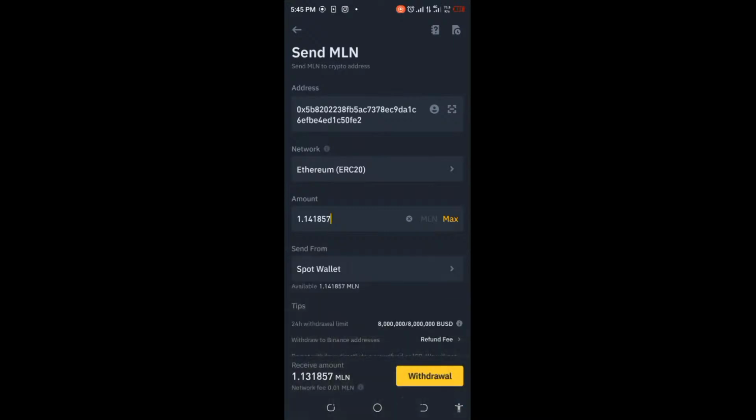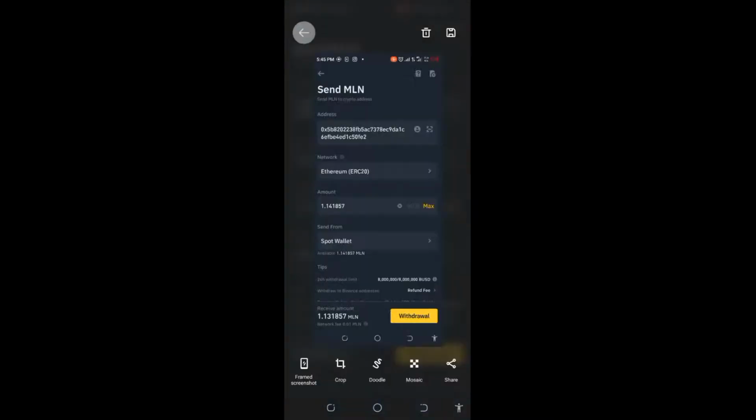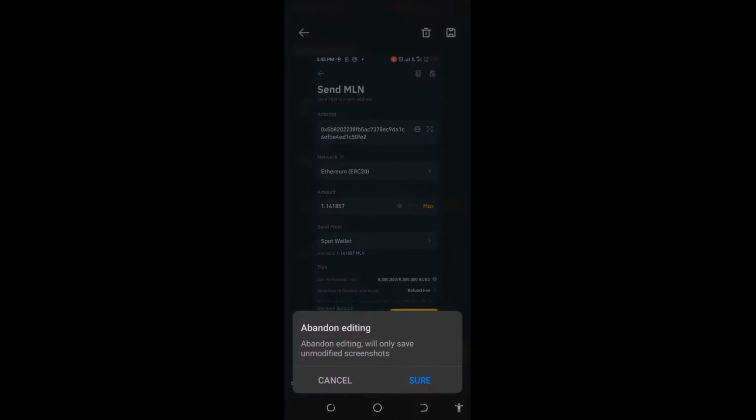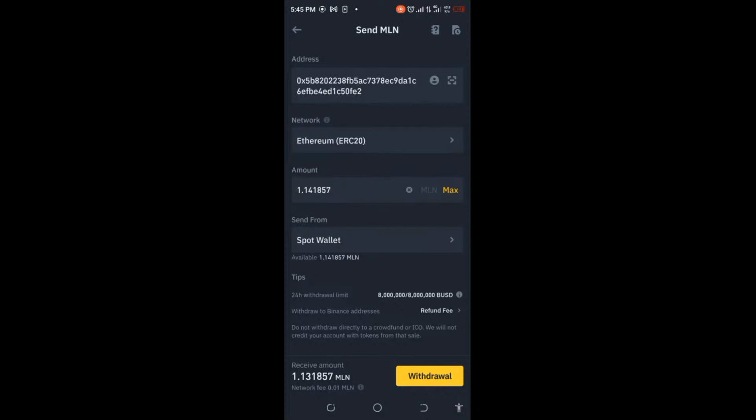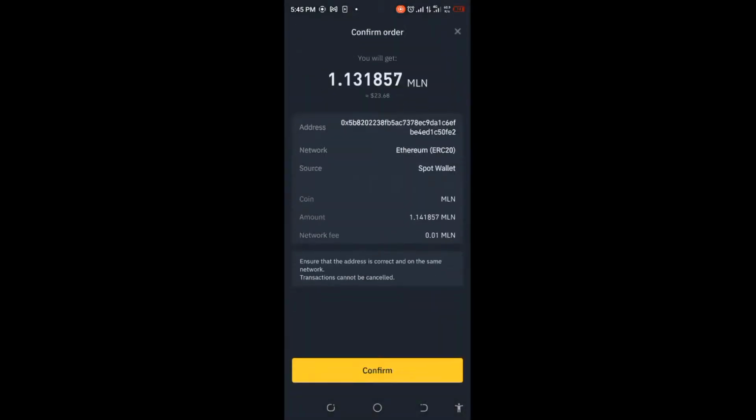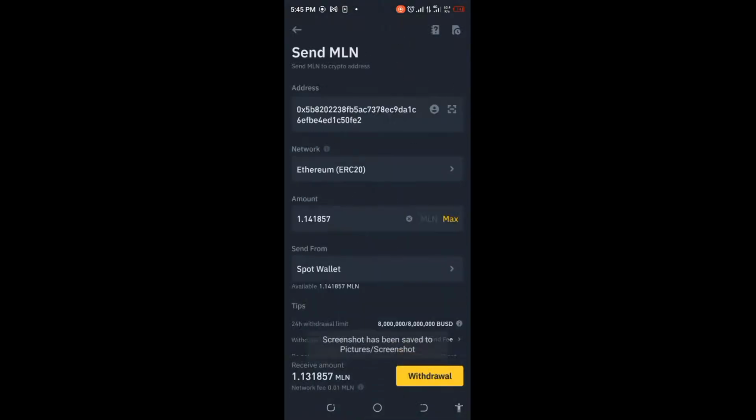So let's go ahead. I'll just take a screenshot. We're going to receive 1.13. As you can see here, we're going to receive 1.1313. That is fine. It was 1.14, but they've taken out 0.01. So that's fine. Let's go ahead and click on withdrawal. I'm going to do all my verifications right now, and then I will be back to give you all the results. Okay, so let's see what's happening here. Is it allowing me to pass? Let's wait and see.